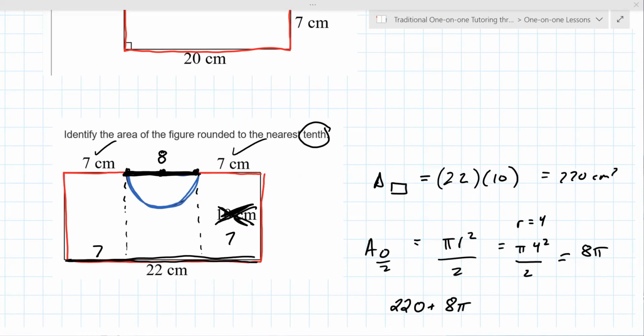I get 245.1. Okay, now I made a huge mistake here. We're actually subtracting this area. So it should be minus because we're taking it away. So do 220.